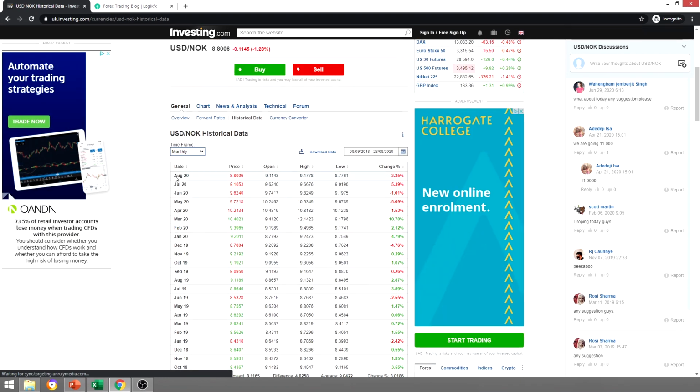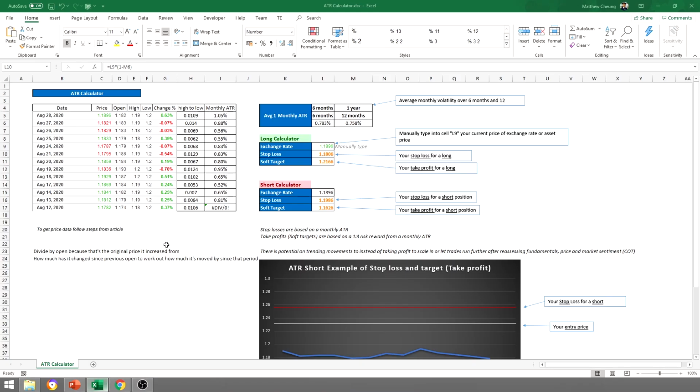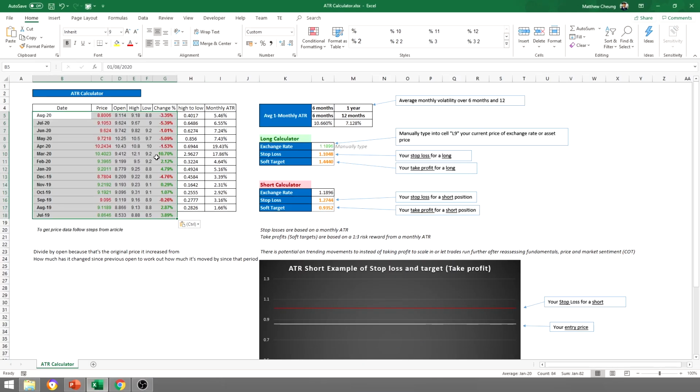What is it going to look like? Let's have a look. So if we paste the last 13 months of data in, the volatility for USD NOK is 7%. That's double the volatility of Euro USD. That means our stop has to be twice as large and our targets have to be twice as large.